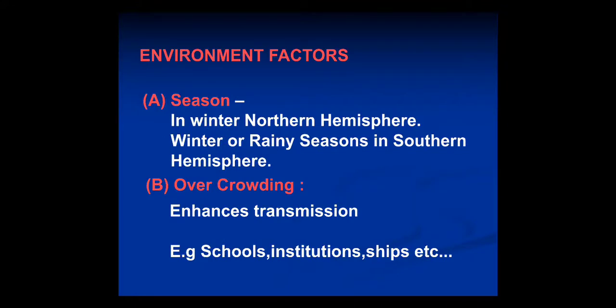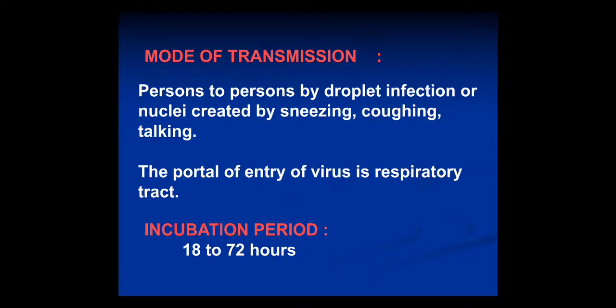So coming to environmental factors, season: as you know, in the northern hemisphere winter or the rainy season in the southern hemisphere, there is a higher chance of spreading of the disease, right? Then we have overcrowding, which enhances transmission, and school institutions are where there are more cases. So that's why the government is still thinking about reopening schools and institutions.